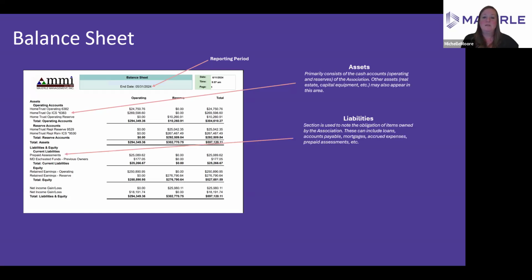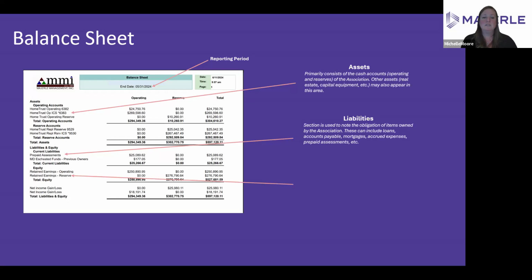And that will be in the middle of the page. These are the amounts the association owes, such as unpaid vendor bills or prepaid homeowner assessments. So for an accrual basis, you'll see accounts payable, which is what the association owes to its vendors at that time, or you'll see prepaid assessments from homeowners that we've collected before they're due, if you're on a cash basis.